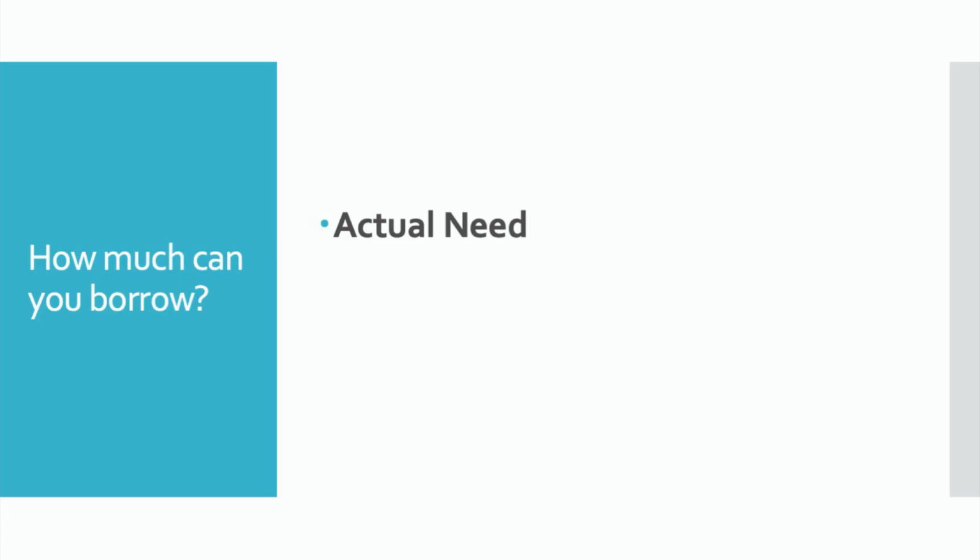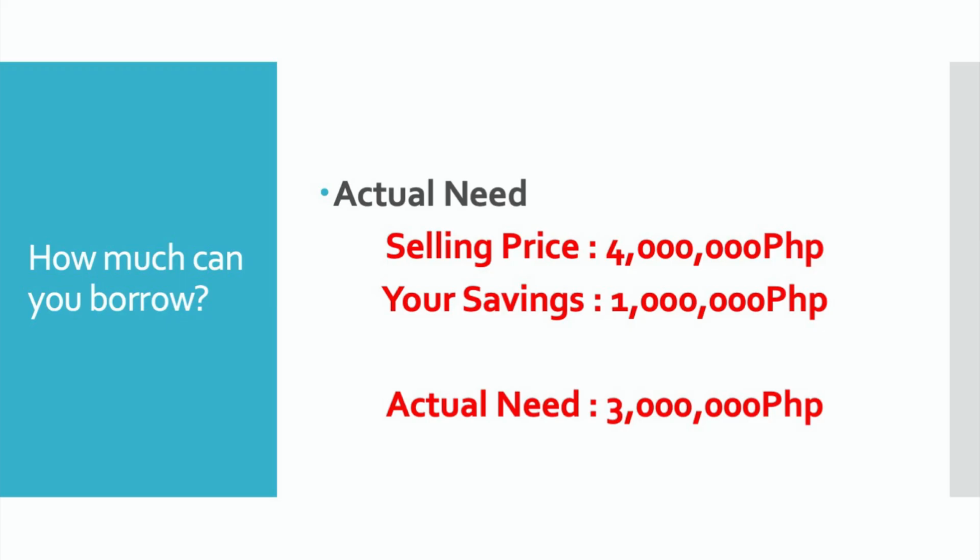So speaking of how much you can borrow, so the first thing that you have to consider is your actual need. So if the property you like is, let's say, 4 million, how much money do you have to pay for it? If you only have, let's say, 1 million, then it means you'll be borrowing 3 million from the bank. So your actual need is 3 million. So the next is your income.